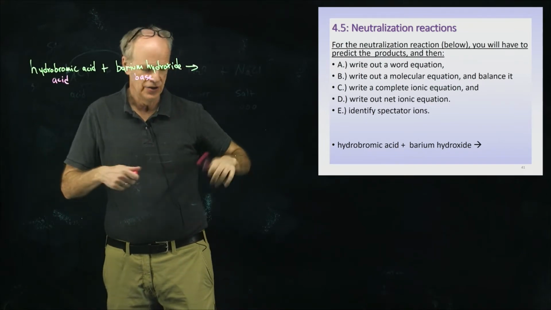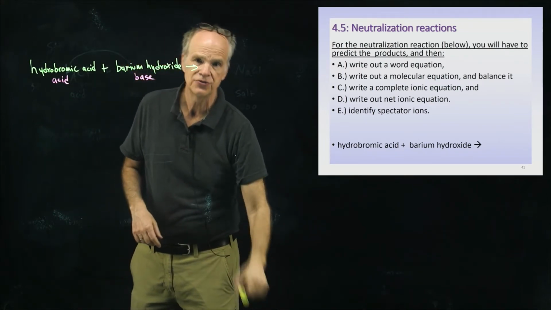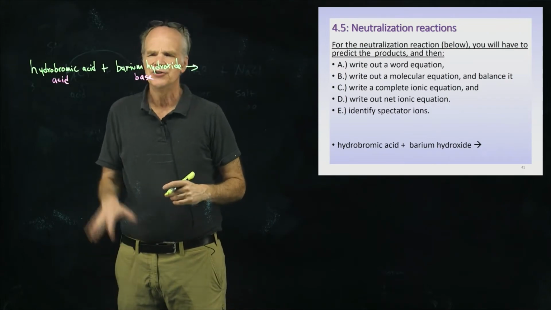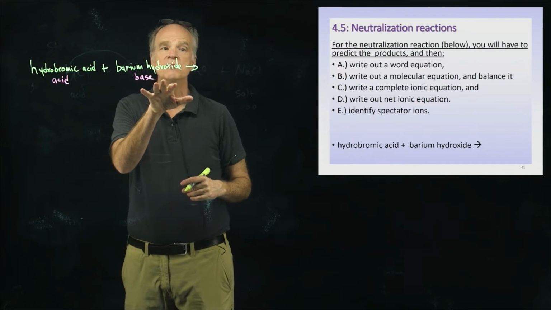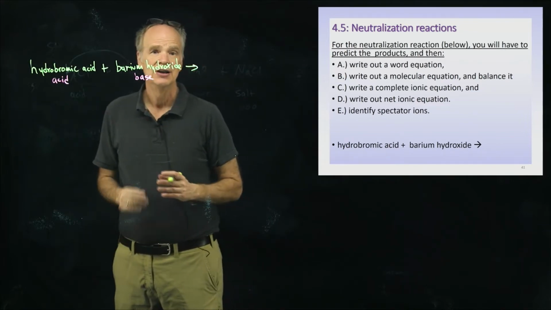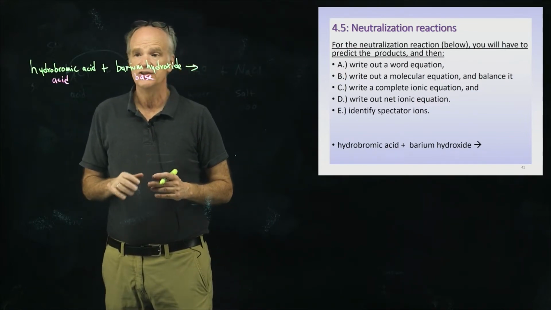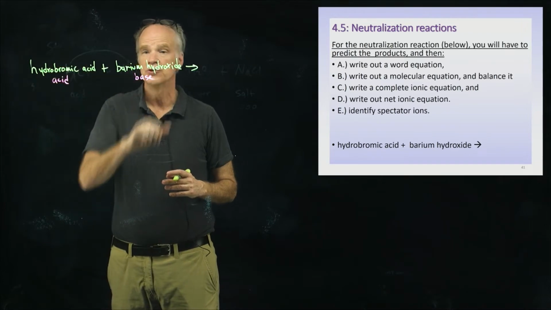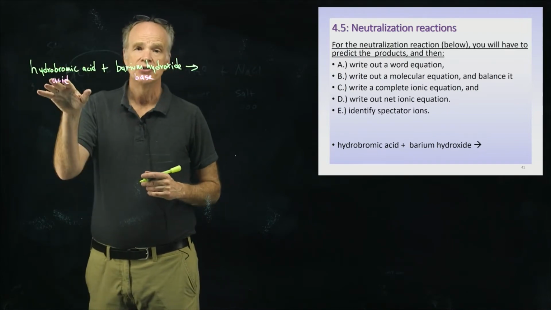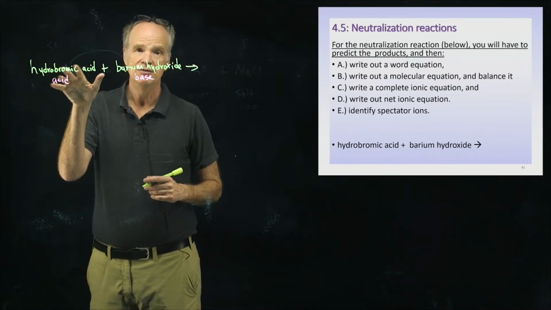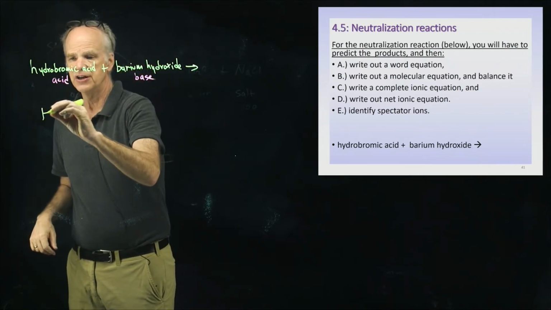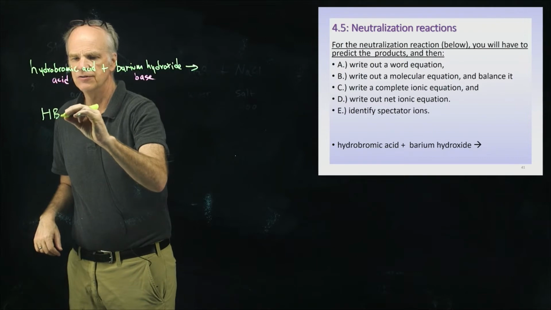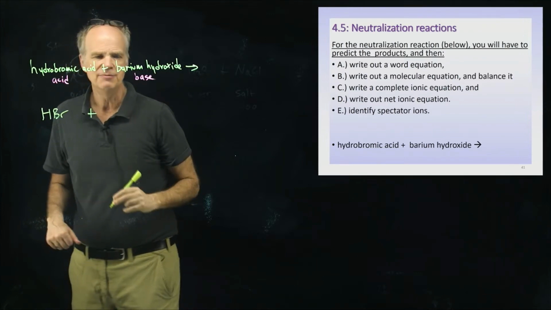Okay, so now the next trick is you have to figure out the products that form. It may be difficult looking at the names of the acids and bases to figure out what the products are. So what I'm going to do is write up formulas for each of the acids and bases. Hydrobromic acid is one formula that you'll have to memorize, and that is HBr. So I'll write that here. And then barium hydroxide.